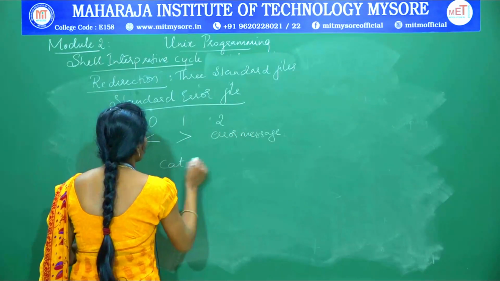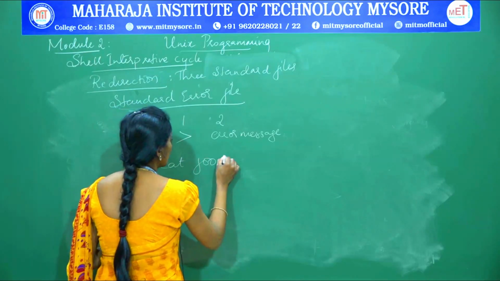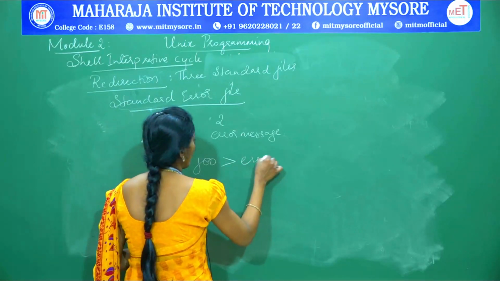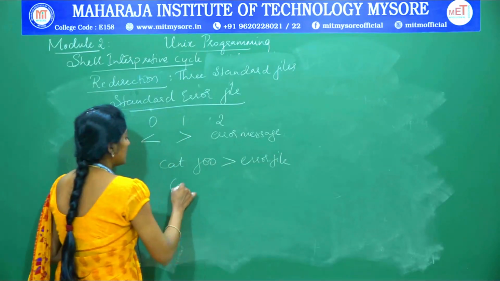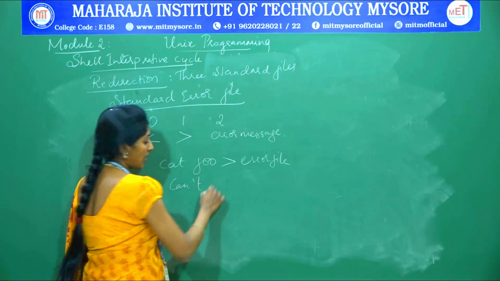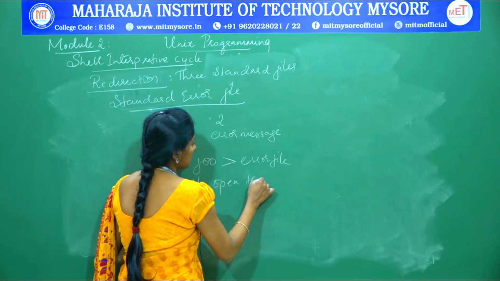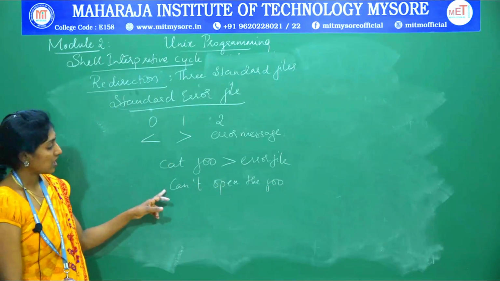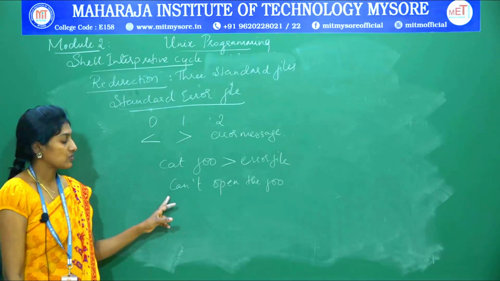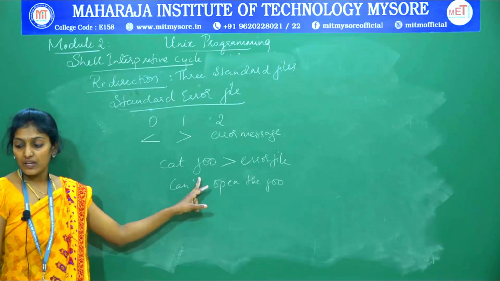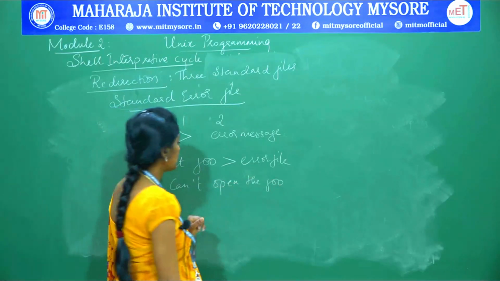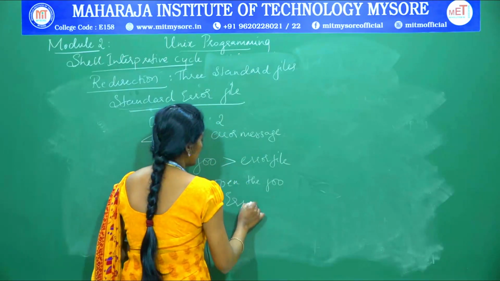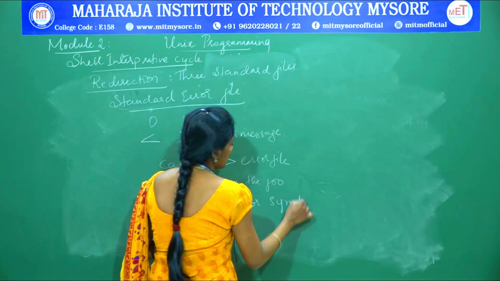So here, cat foo, and you are trying to redirect that to one of the files, that is error file, but it might show you a message like can't open the foo file. Okay, so this message, can't open the foo file, will get displayed. The error stream can't be captured with this symbol.